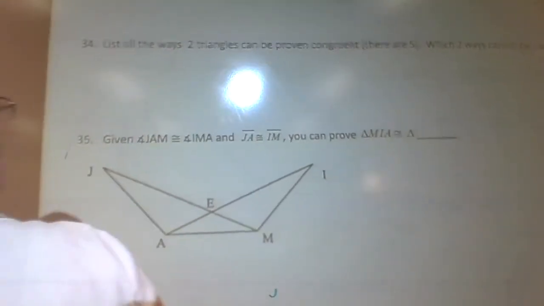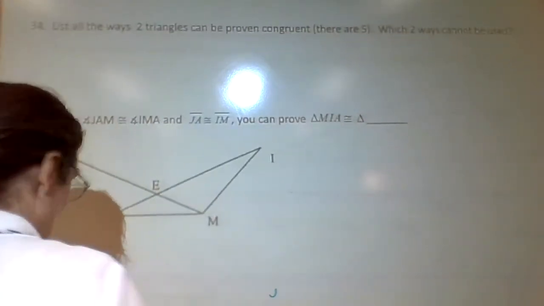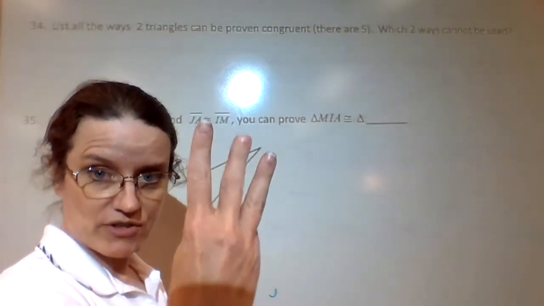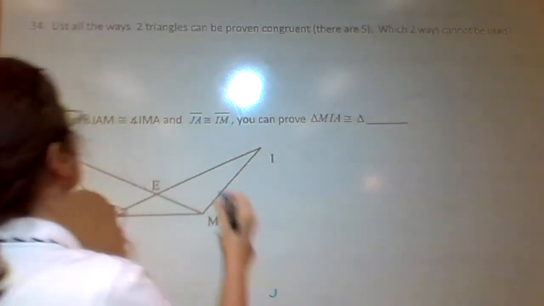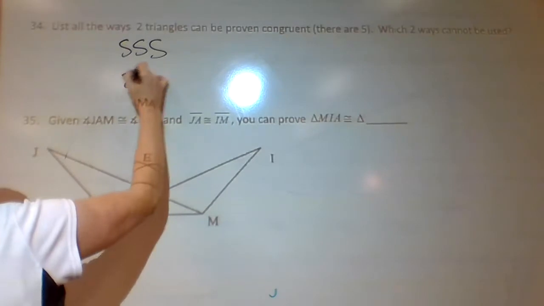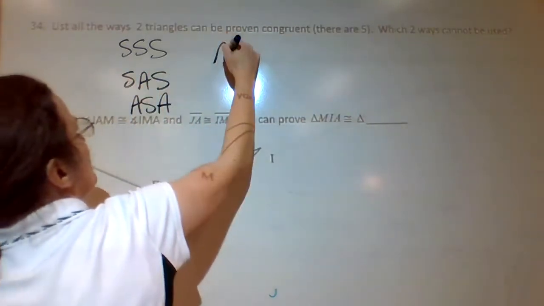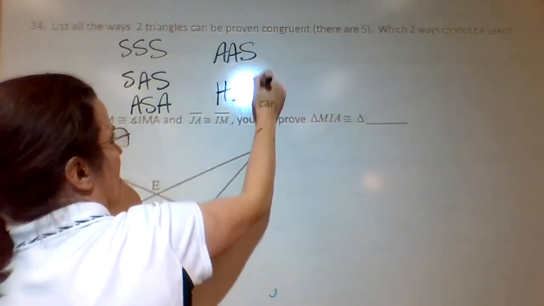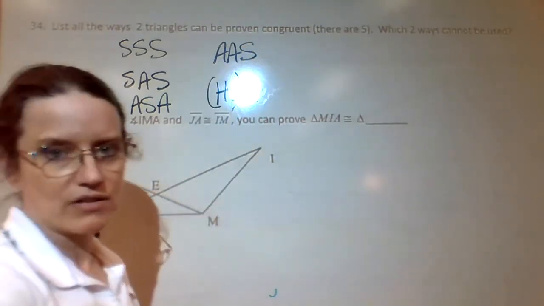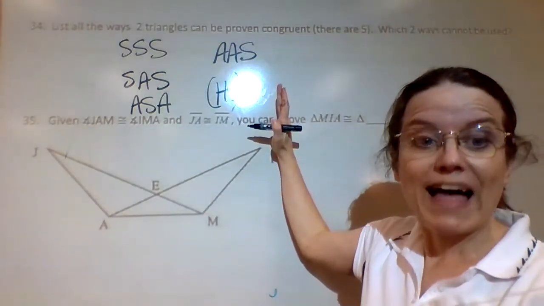Number 34, list all the ways that two triangles can be proven and which two ways cannot be used. Remember, these are always three letters that you have to have in order to tell triangles are congruent. So I have side, side, side, side, angle, side, angle, side, angle. Then you can have angle, angle, side. And then you have hypotenuse, leg, right, or sometimes just hypotenuse leg. So you got those three things there. These are the five you're allowed to use.